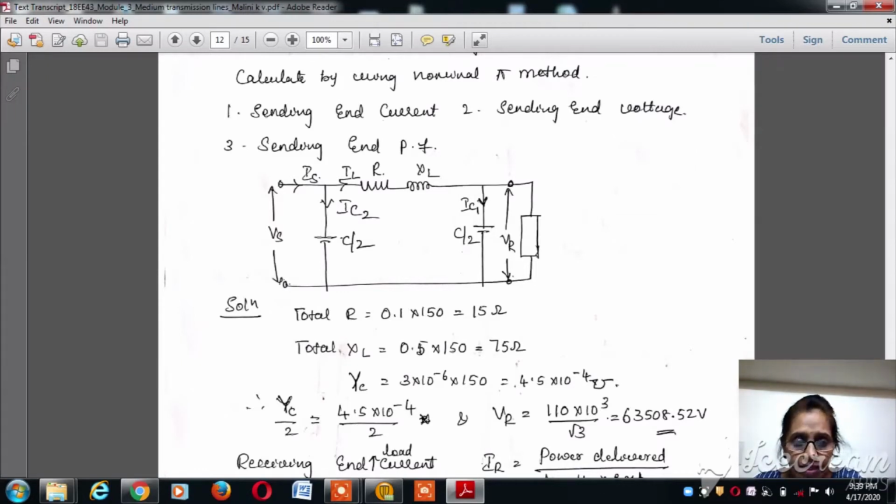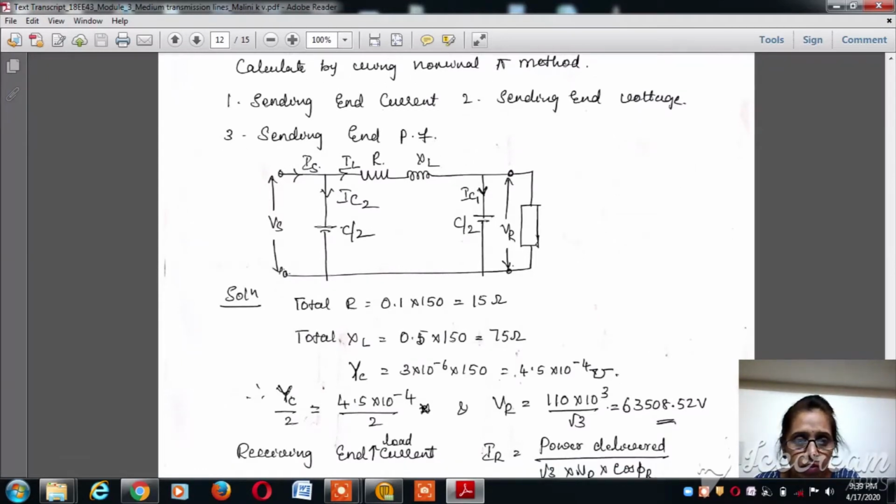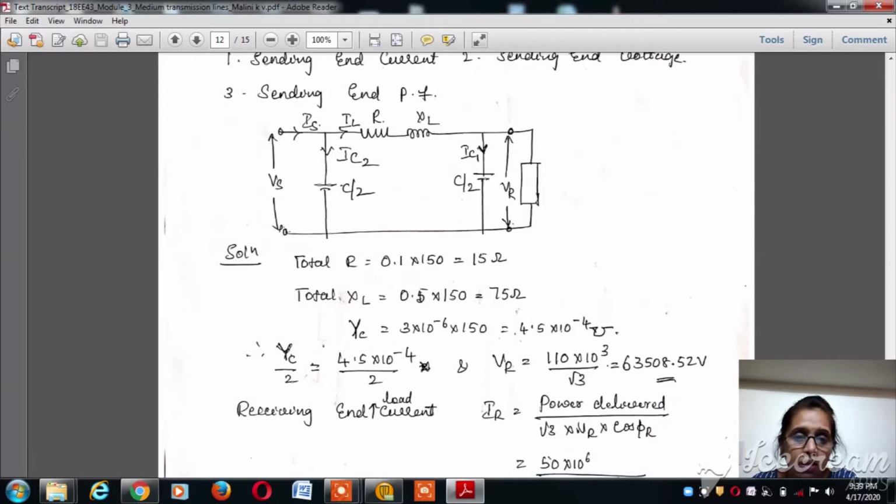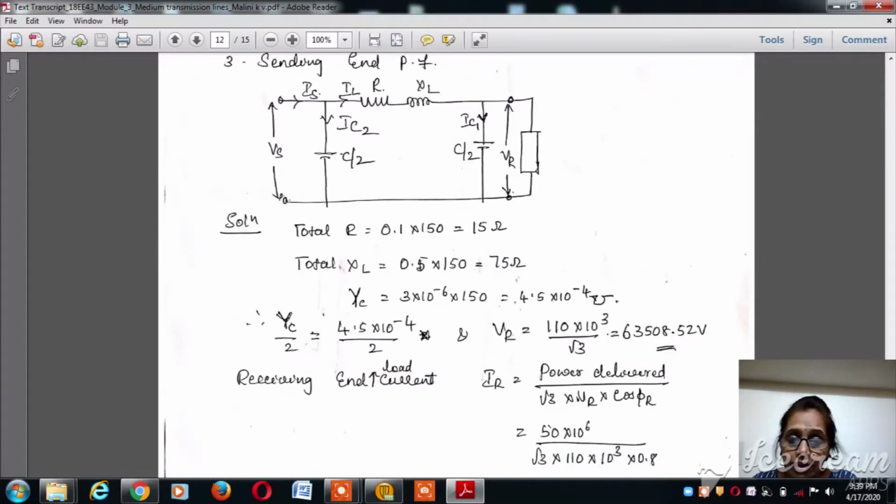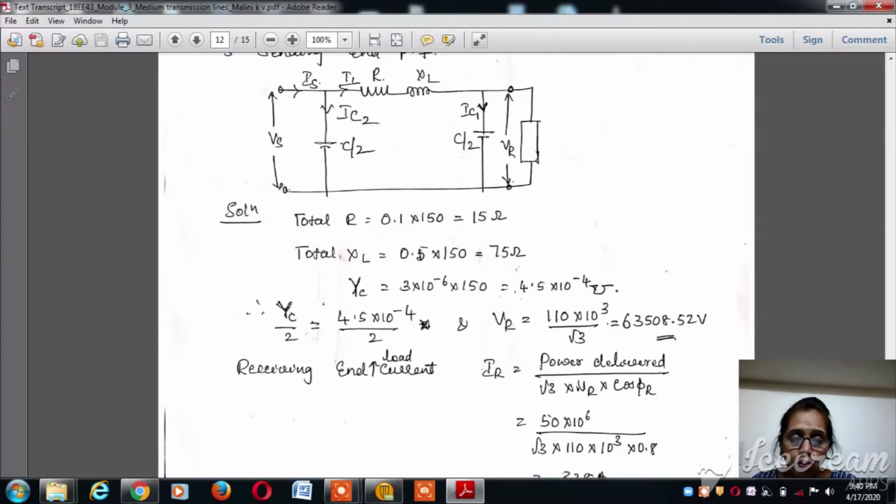Now all the data are given. It is a pretty simple, straightforward problem. R is equal to 0.1 ohms per kilometer per phase, multiplied by 150 kilometers, to get the value for the entire line, that is 15 ohms. Now XL is equal to, following the same step, 0.5 into 150, which is equal to 75 ohms.